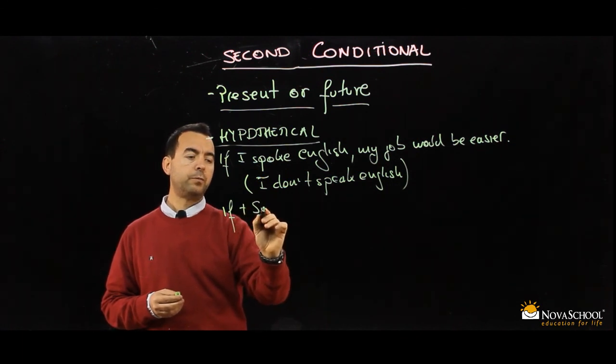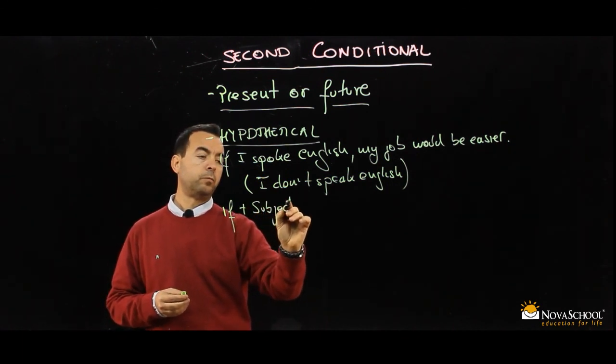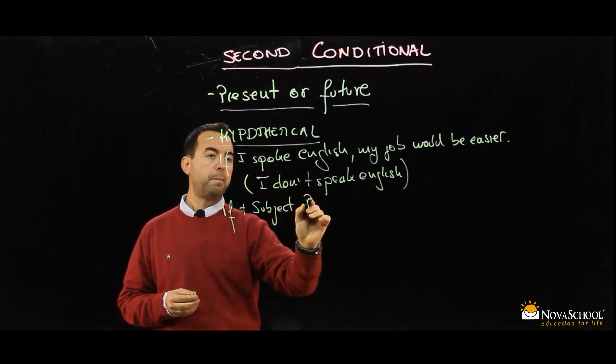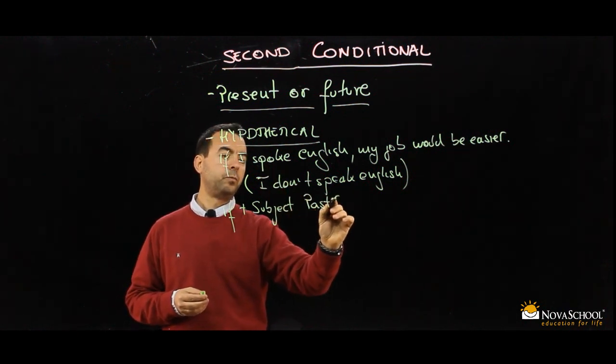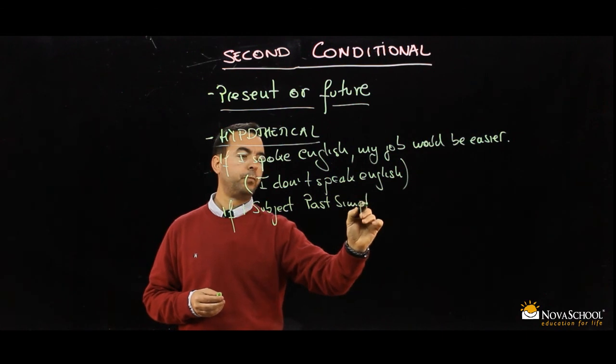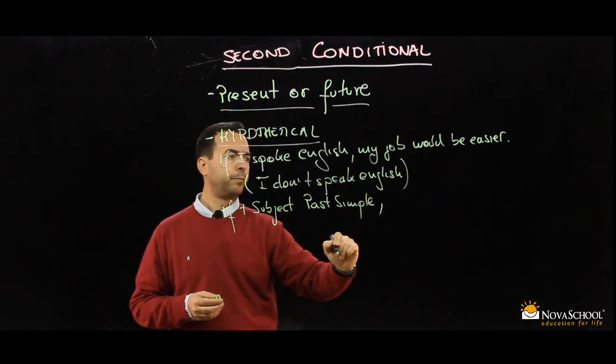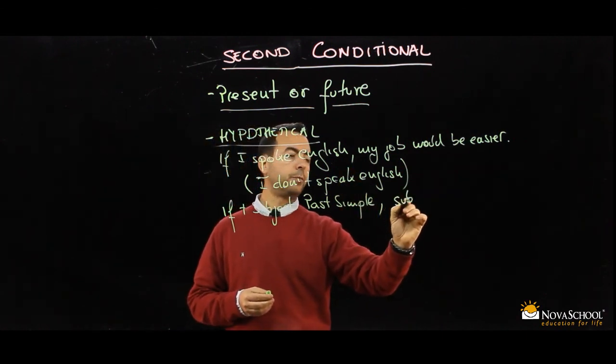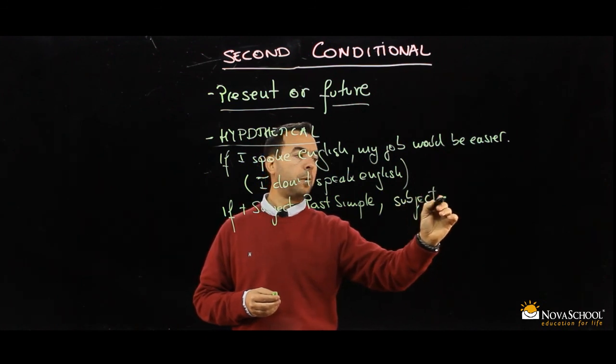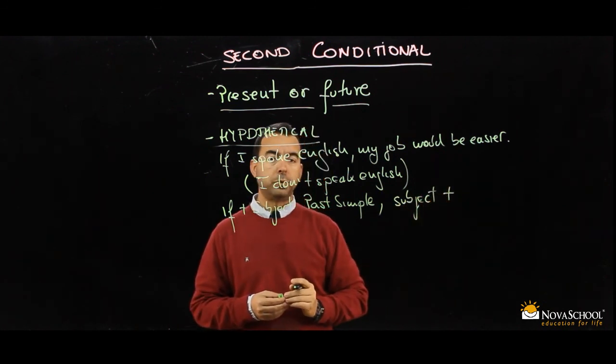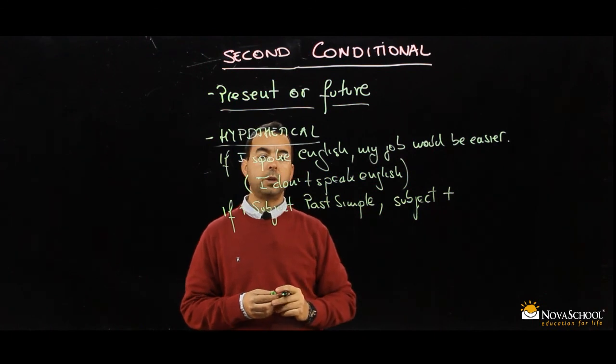So as you can see from here, the structure is: if plus the subject, and now we have the verb in past simple. Past simple. Then the comma. Now the subject plus modal verbs, which are the ones that we will use in the second conditional.